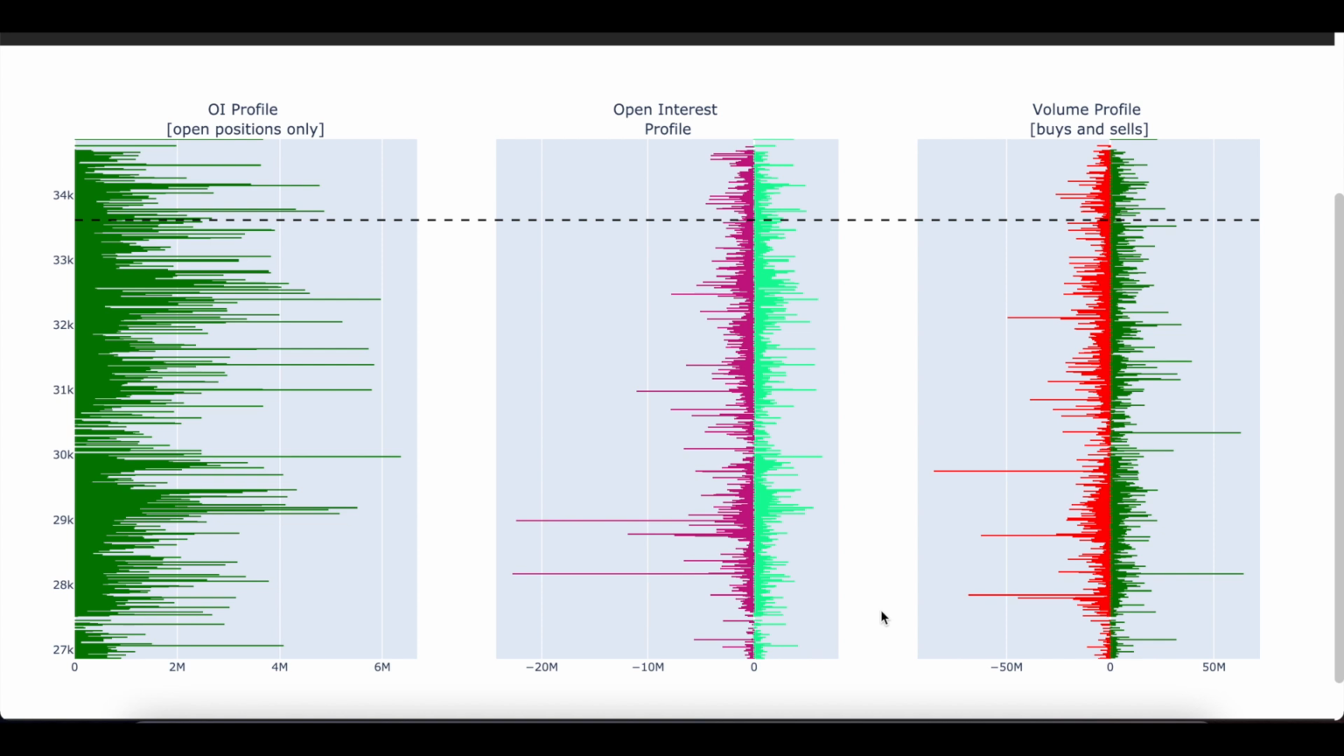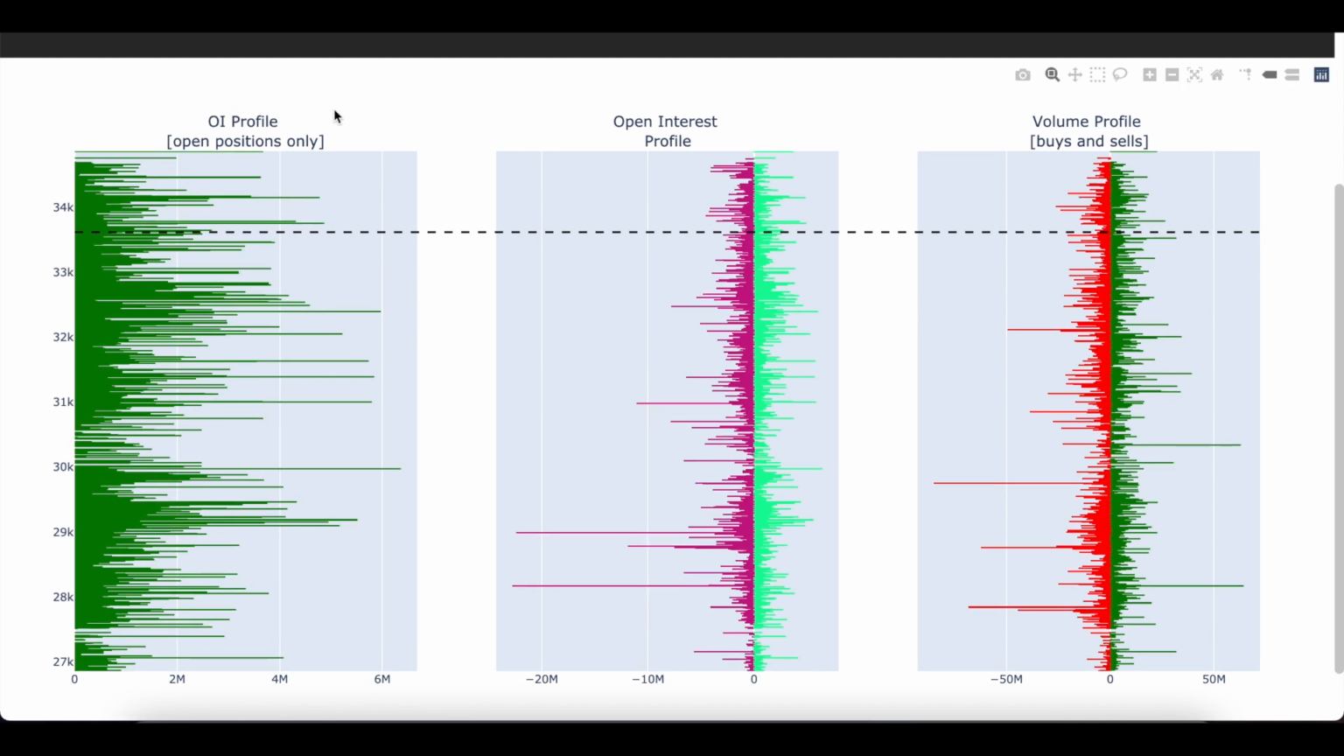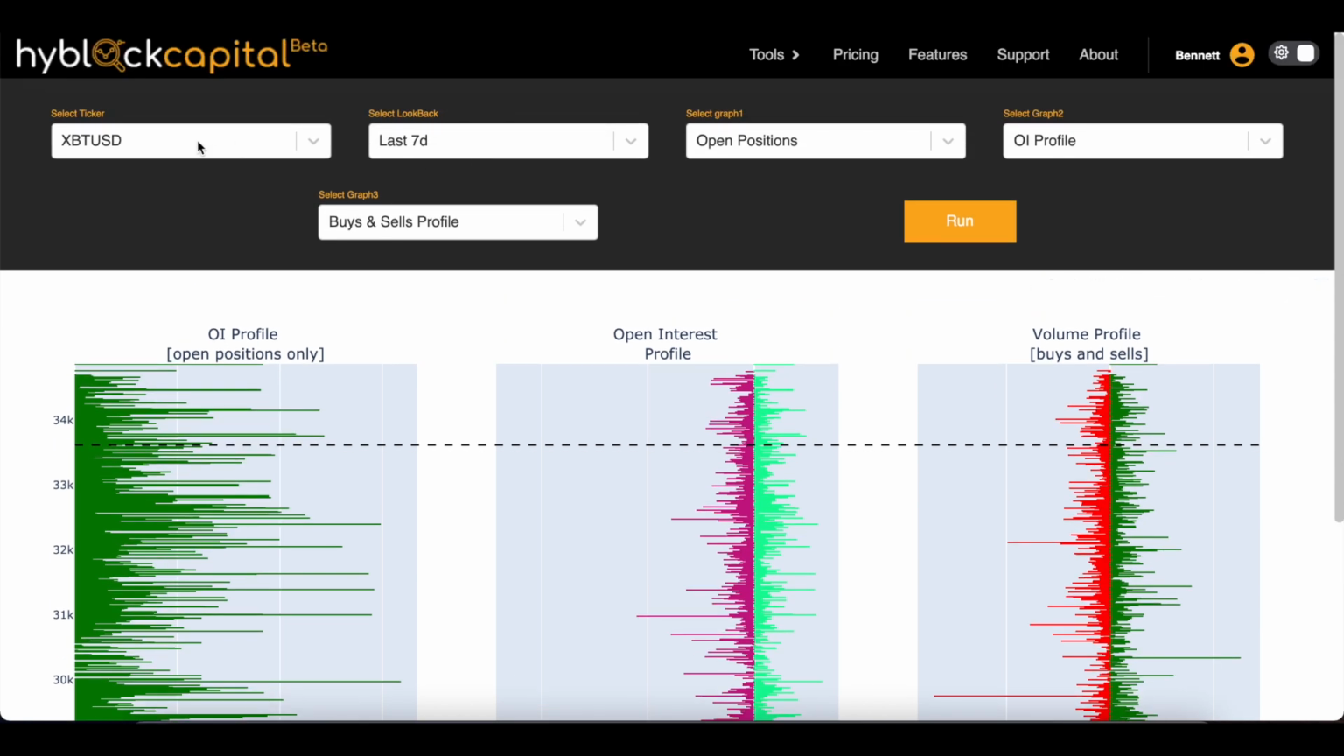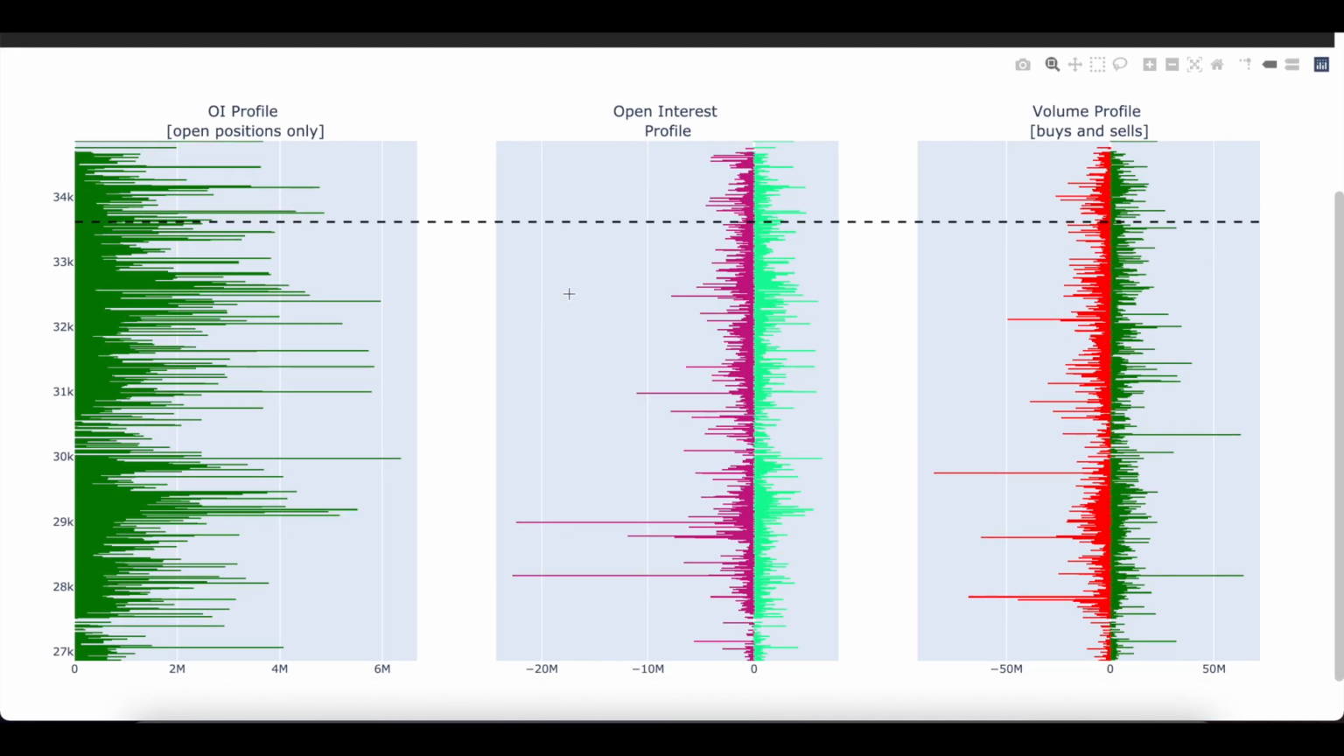All right, traders. So first of all, let's go over what these three columns represent. OI profile shows the open interest increases at a bunch of prices you can see here. This is over the last 7 days on Bitcoin, sourcing data from BitMEX. Now what this shows, and this is going to be the bulk of what we talk about today, is large points of open interest decrease and also large points of open interest increase.